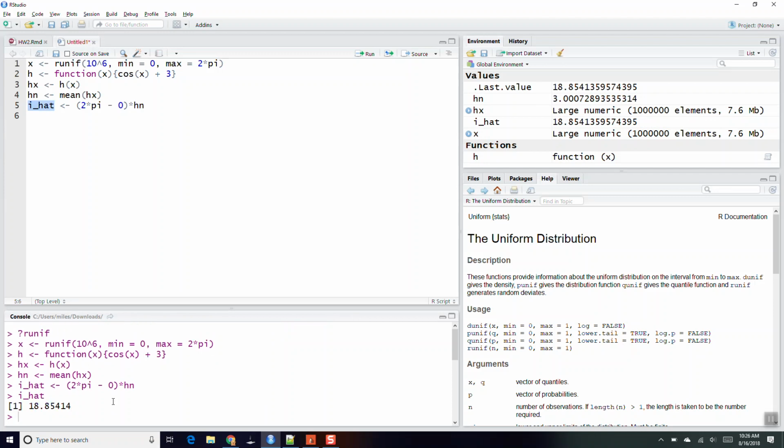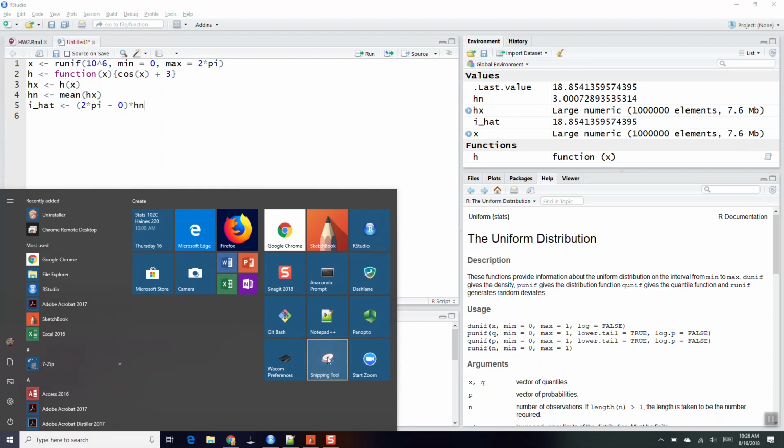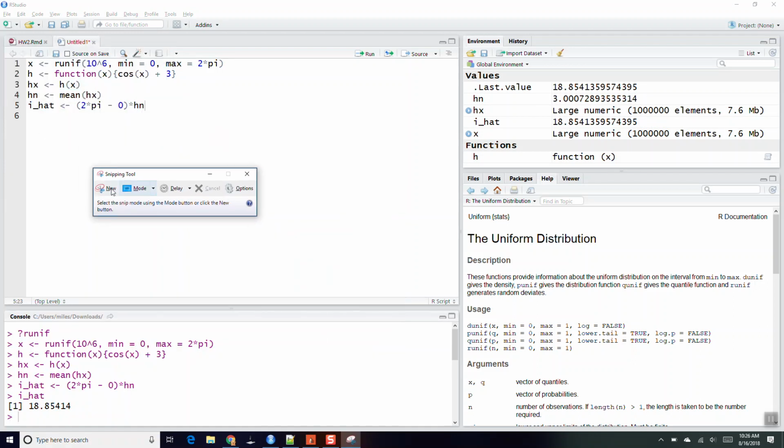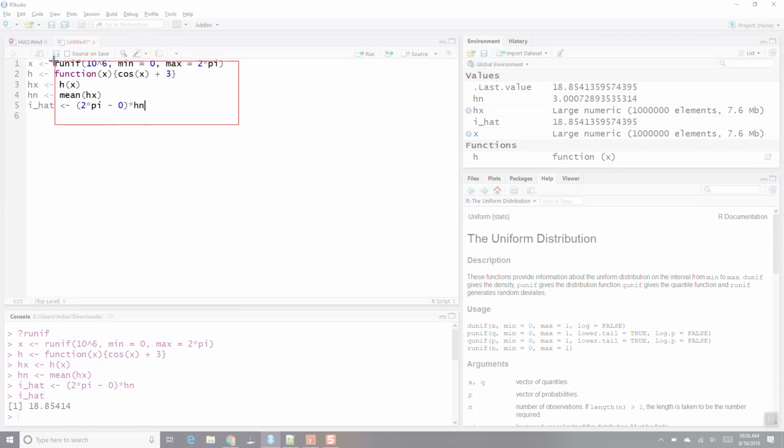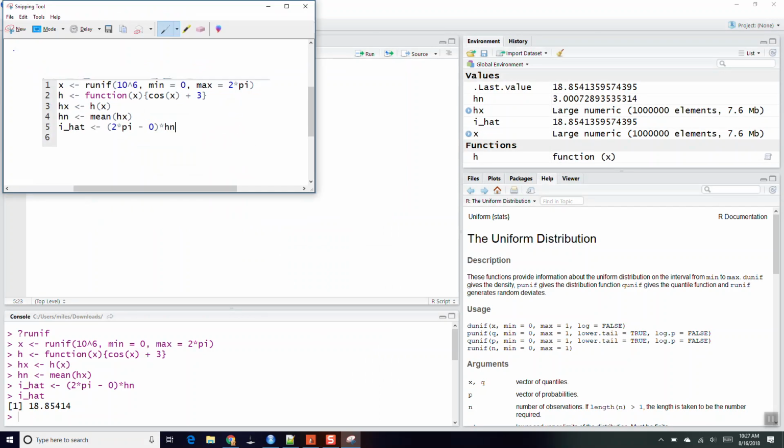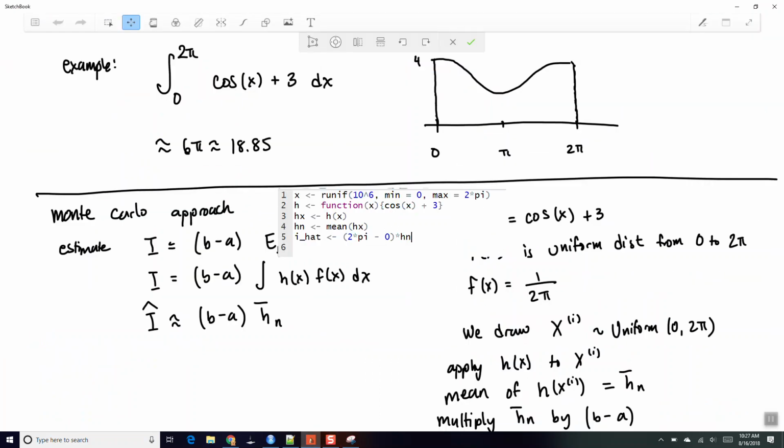Okay, and what is our estimate I hat? We have 18.854, which is pretty good compared to the true value. And that's Monte Carlo integration. So we can get the estimated value of a function with just these 5 lines of code. I'll go ahead and throw that in here.